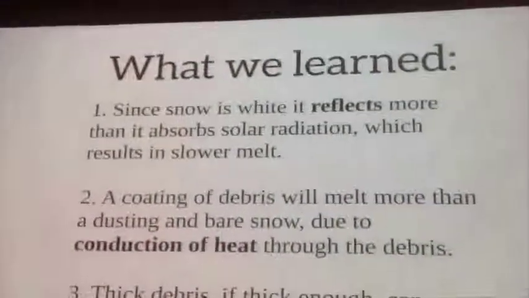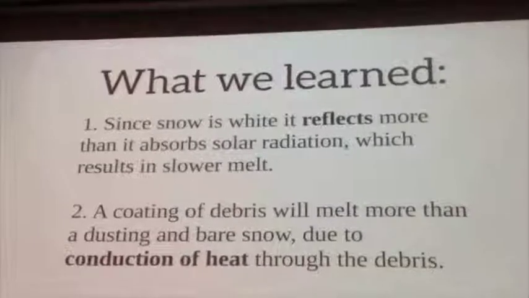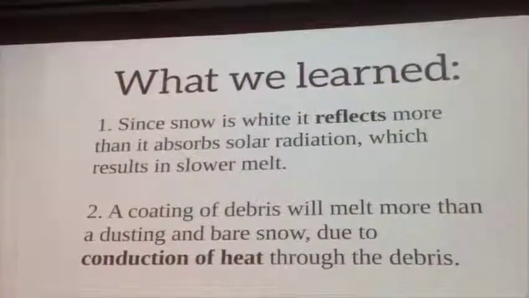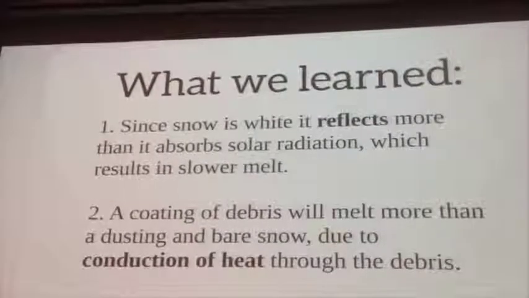That explains the data on the ground. So we basically learned that the white snow reflects more light because of the color, and that causes it not to melt as quickly.